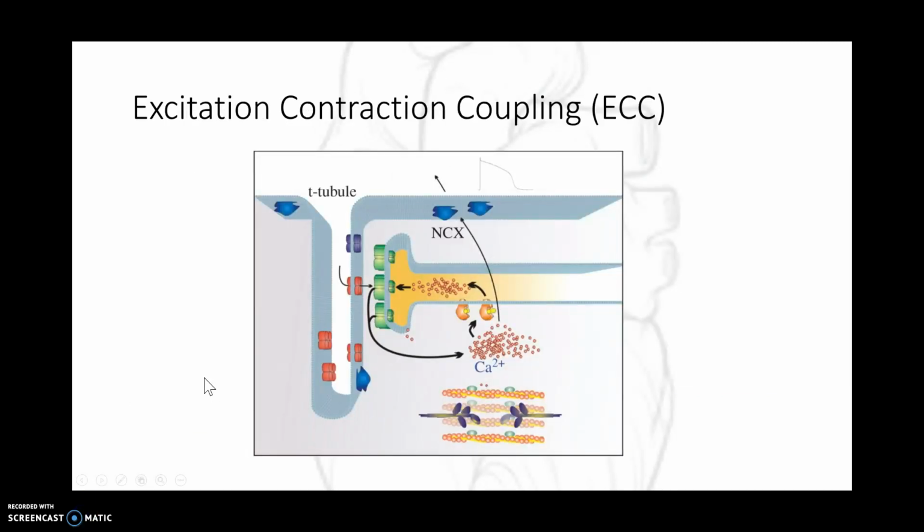Okay, so next we're going to talk about excitation-contraction coupling in cardiac muscle cells, and there are some slight differences compared to skeletal muscle cells. Even though the basic mechanics are the same, there are some anatomical differences that make cardiac muscle cells different.